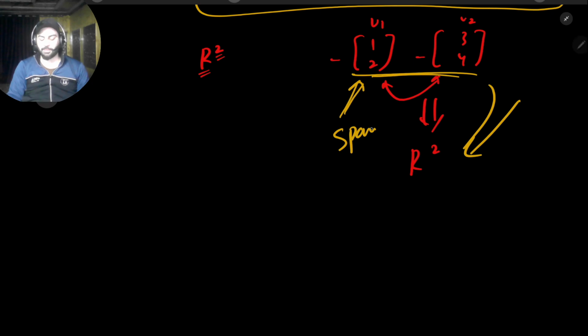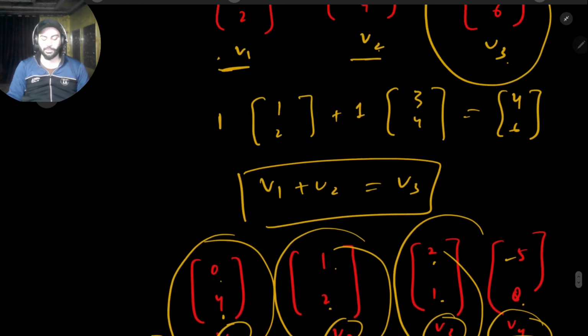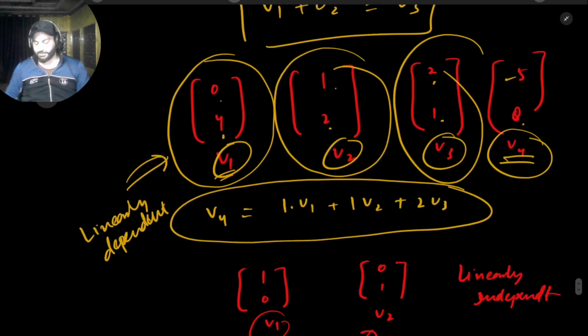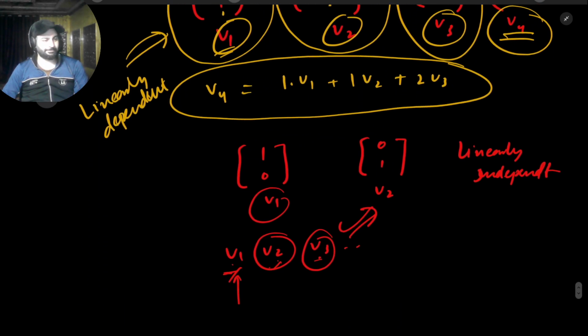Is the concept of basis, span, and linear independence and dependence clear? Linear combination, is it clear? I cannot see the screen. Can somebody speak? Yes, sir.